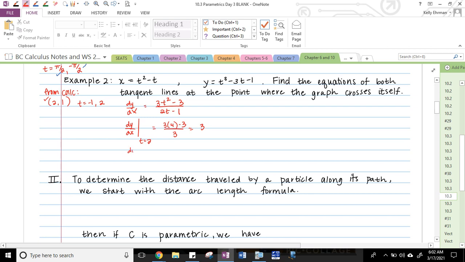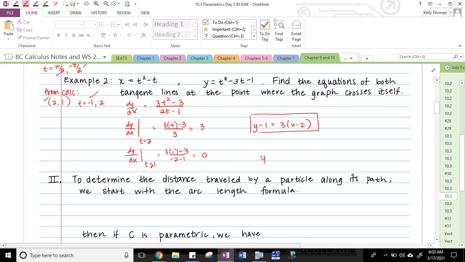Our other slope is at t equals negative 1. I was looking at this point for a minute. Plug in negative 1 there, so it'll be 3 times 1 minus 3 over negative 2 minus 1. 3 minus 3 is 0, over negative 3 is 0. All right, so one equation is y minus 1 equals 3 times the quantity x minus 2.